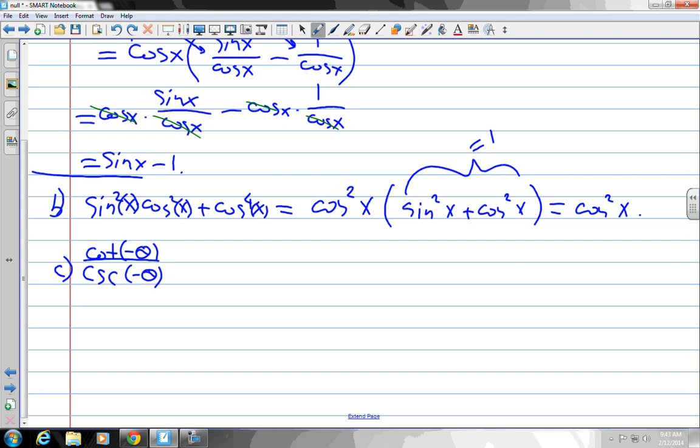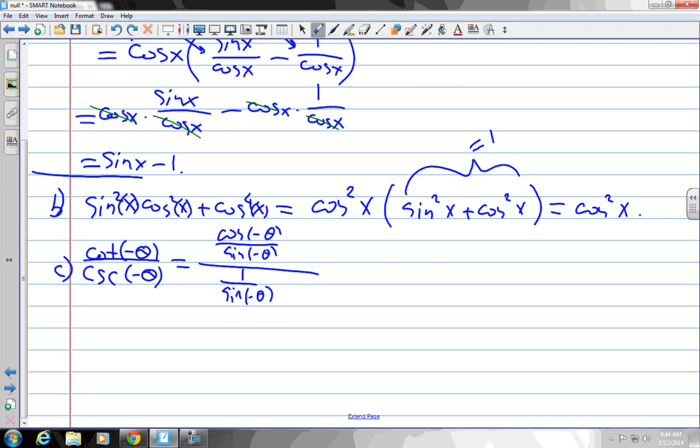So what do you want to do? Get everything into the 3 basic trig functions. Okay, so cotangent is cosine over sine, so this is cosine of negative theta over sine of negative theta, divided everything by 1 over sine of negative theta, right? Is that how you do that with the negative theta on top and bottom?